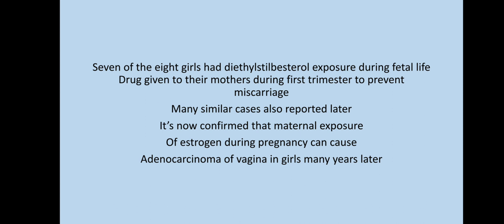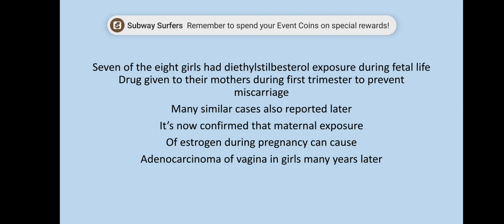Surprisingly, 7 of the 8 girls had diethylstilbestrol exposure during fetal life, and that drug was given to the mothers basically during their first trimester to prevent miscarriage. So later many similar cases of adenocarcinoma in young girls were reported, and it's now confirmed that maternal exposure to estrogen during pregnancy can cause adenocarcinoma of the vagina in girls many years later.